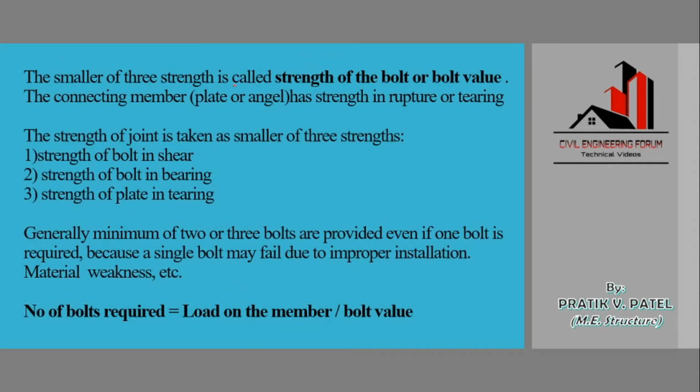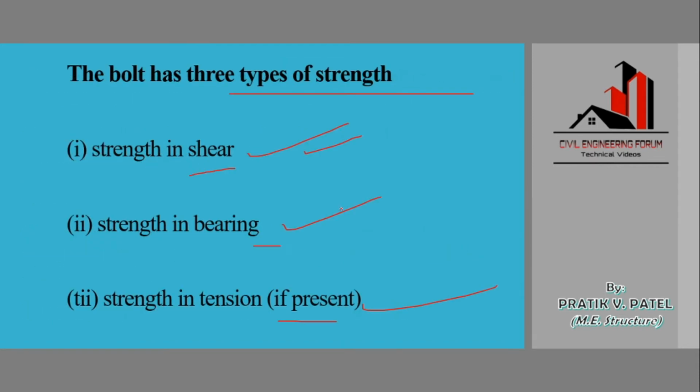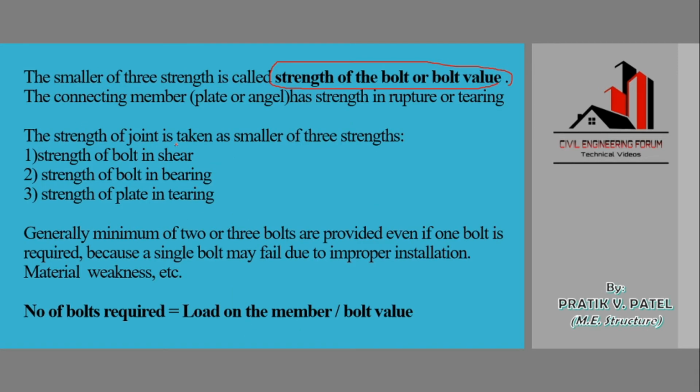The smaller of the three strengths is called strength of bolt or bolt value. So when we are asked for the strength of a particular type of bolt or the bolt value, then we have to say the minimum of these three is the bolt value or strength of the bolt. The strength of the joint is taken as the smaller of the three strengths. See, now if talking about the strength of the entire joint, the smaller of the three strengths is taken: strength of bolt in shear, strength of bolt in bearing and strength of plate in tearing. So in order to know the strength of the entire joint, we have to take the minimum of these three.